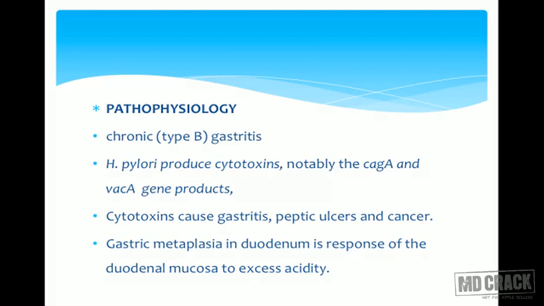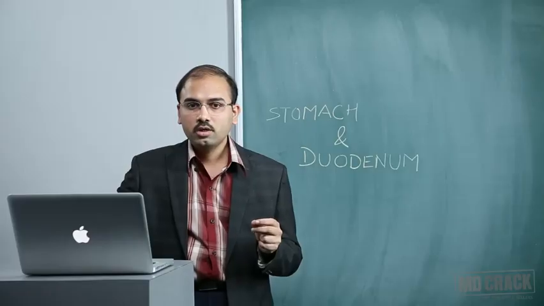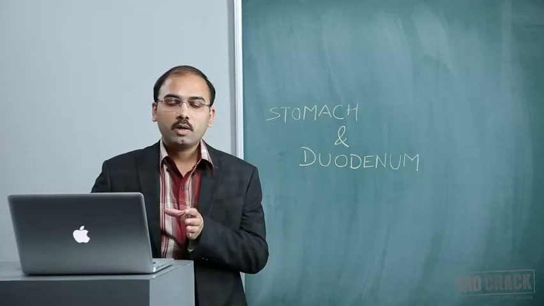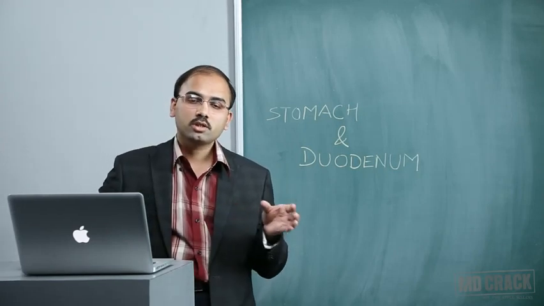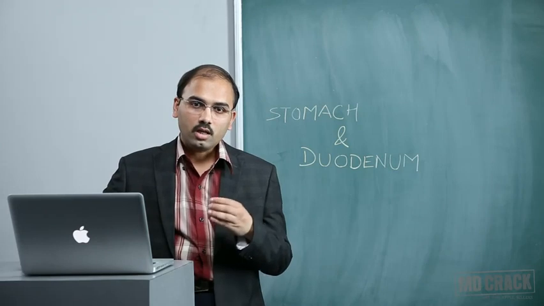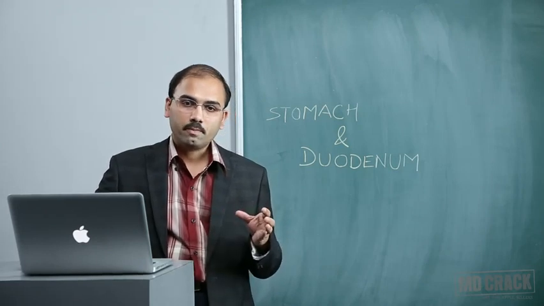How is the pathophysiology of gastric ulcer or gastritis caused by H. pylori? The H. pylori will produce cytotoxins, notably CagA and VacA. These are gene products. These cytotoxins cause gastritis, peptic ulcers and gastric cancers. Gastric metaplasia in the duodenum is a response of the duodenal mucosa to excess acidity. So in some cases, H. pylori infection does not remain restricted to the gastric mucosa, but ulcers are seen even in the duodenal mucosa.